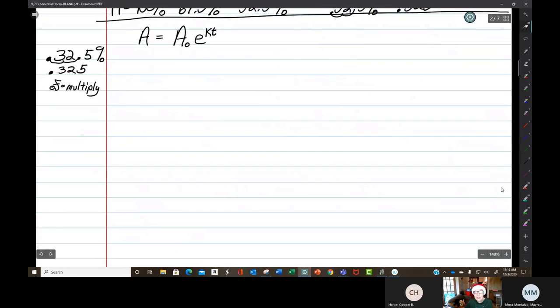So, here we go. The formula for half-life is 1/2 A naught, that's half the original amount, equals A naught e to the kt. But we do know the half-life, and it's 5750 years. Okay, 1/2 A naught equals A naught, the original amount, times e to the 5750 K.